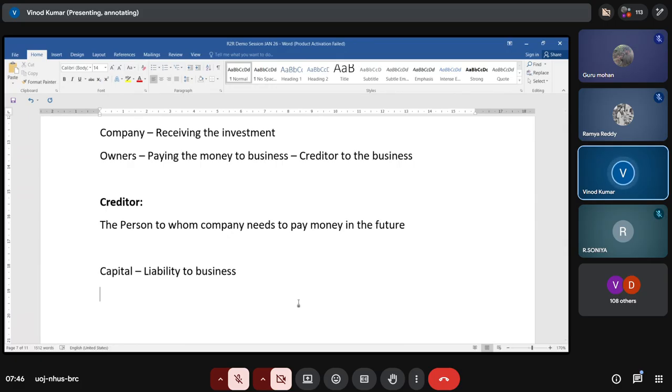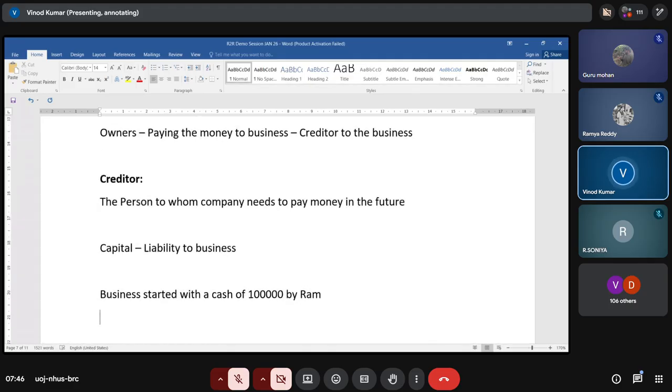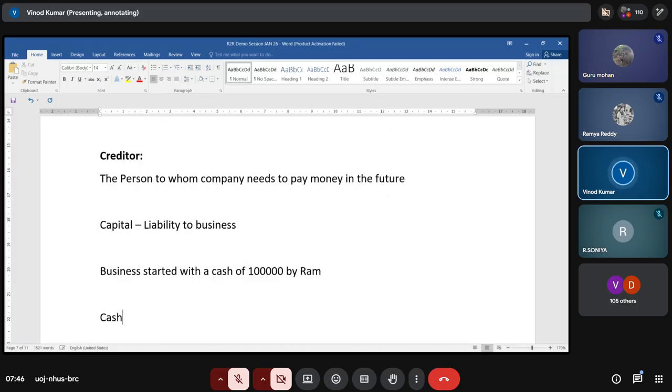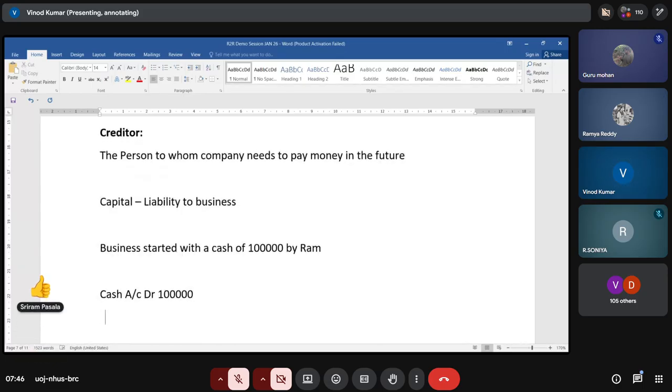That is called the business entity concept. So that's the reason commerce people might know about this particular entry. Very good. A business started with cash of 1 lakh by Ram. So Ram is starting a business. Here, what is the journal entry we will record, guys? Cash account debit to Capital account.